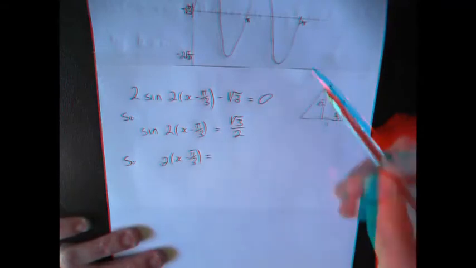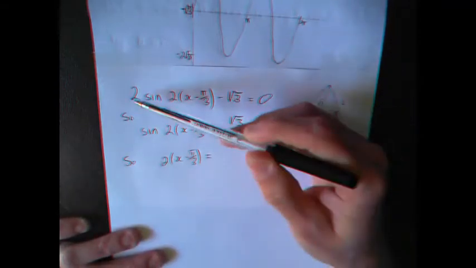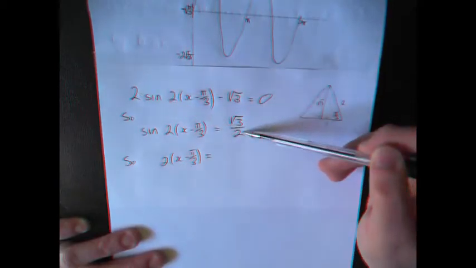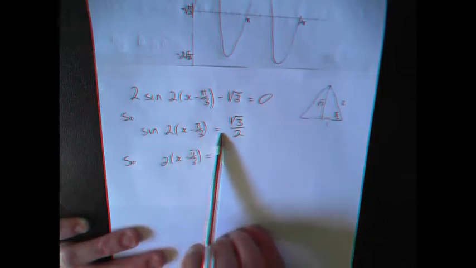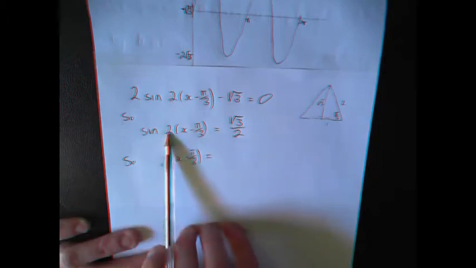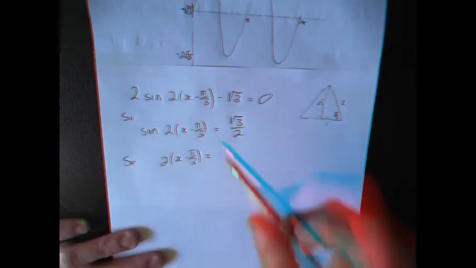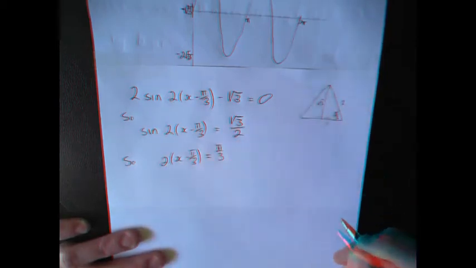When I make that equation equal to 0, the negative root 3 can come over to here, and if you divide both sides by 2, the 2 comes here as well. So you get sine 2 bracket x minus pi on 3 equals root 3 on 2. So if the sine of this equals root 3 on 2, then this has to equal pi on 3. That's one of the solutions.